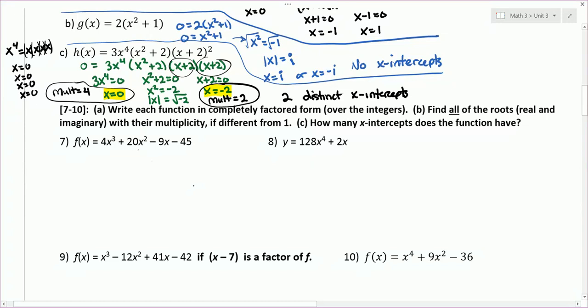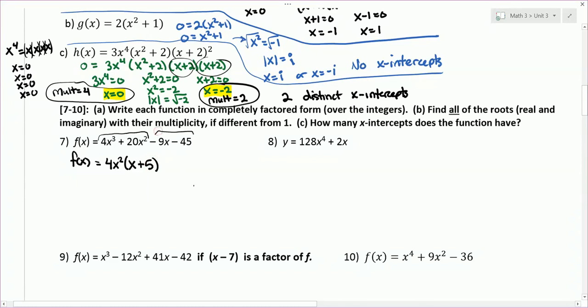When you have 4 terms, we can try factoring by grouping. So let's do that. We look at the left half, the 4x to the 3rd and the 20x squared, and ask ourselves, what can we divide both 4 and 20 by? We can divide them both by 4. What can we divide x cubed and x squared by? x squared. If I divide 4x cubed by 4x squared, you get x. If you divide 20x squared by 4x squared, you get 5.